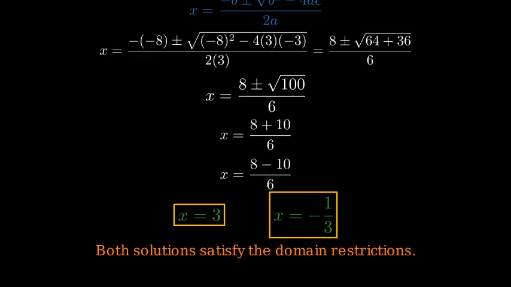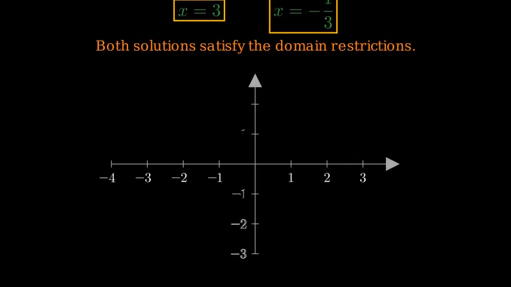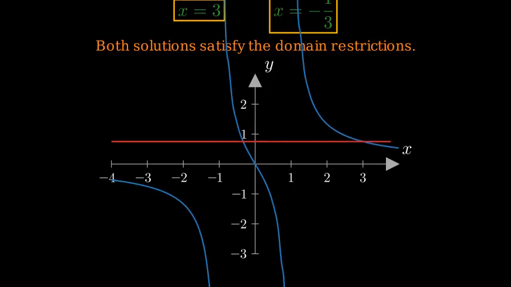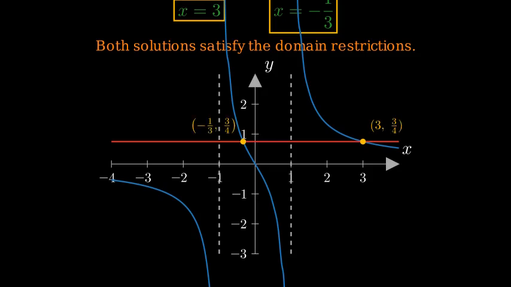Let's verify graphically by plotting the left side and the right side. We'll graph f of x equals 1 over x minus 1 plus 1 over x plus 1, and the horizontal line y equals 3/4. We'll also draw vertical asymptotes at x equals -1 and x equals 1. Notice the intersection points at x equals 3 and x equals -1/3.